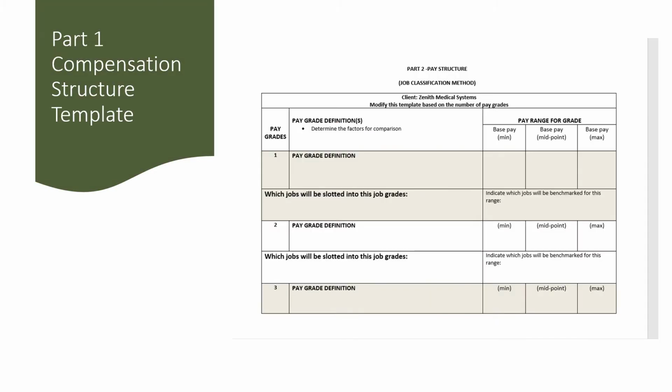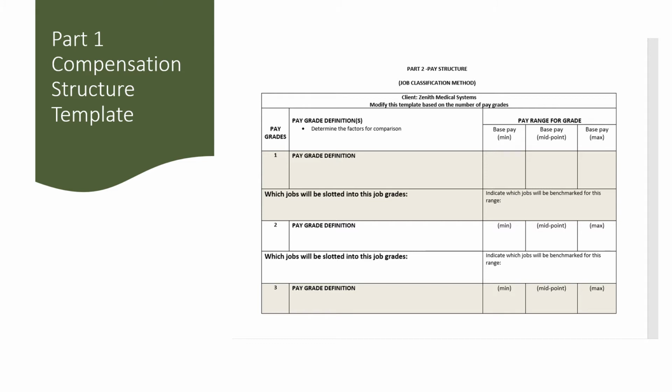For part 1 of the assignment, you must use the compensation structure template as shown on the screen. So again, that's found in the assignment folder. That template is set up for 7 grade levels in the structure. Now, you can reduce the number of grades, but you cannot submit a pay structure that has less than 4 grade levels. You have to have a minimum of 4 grade levels for this assignment.